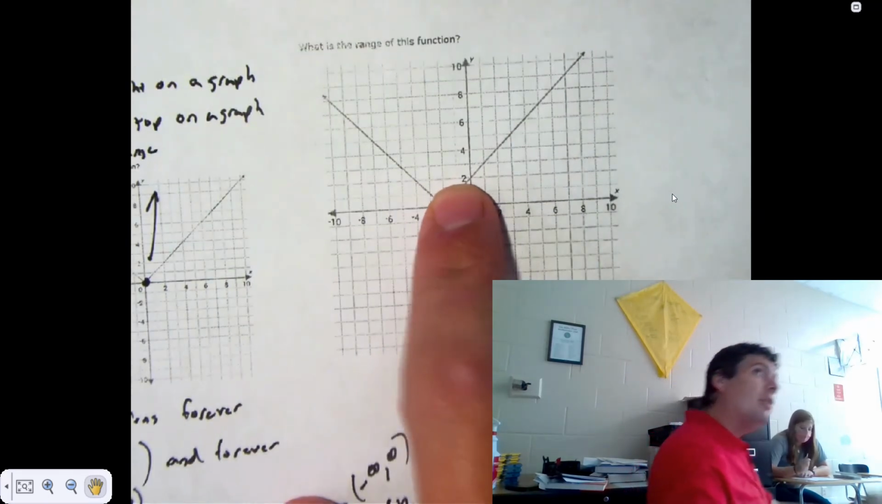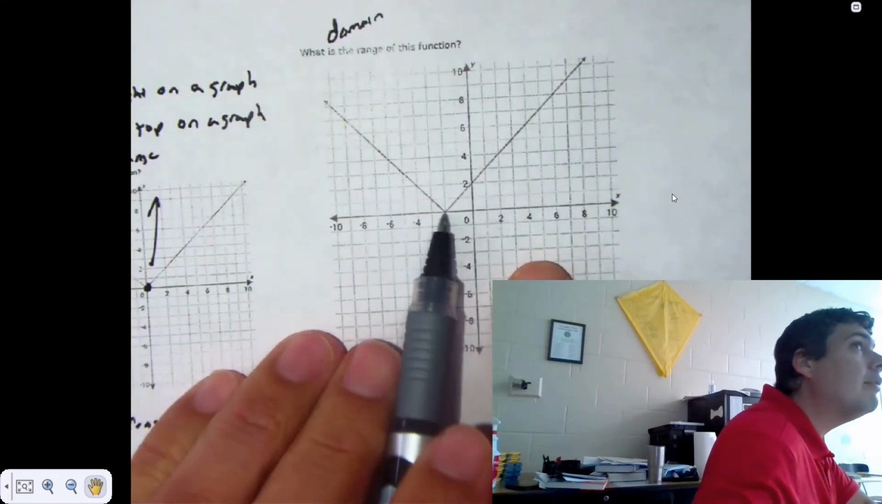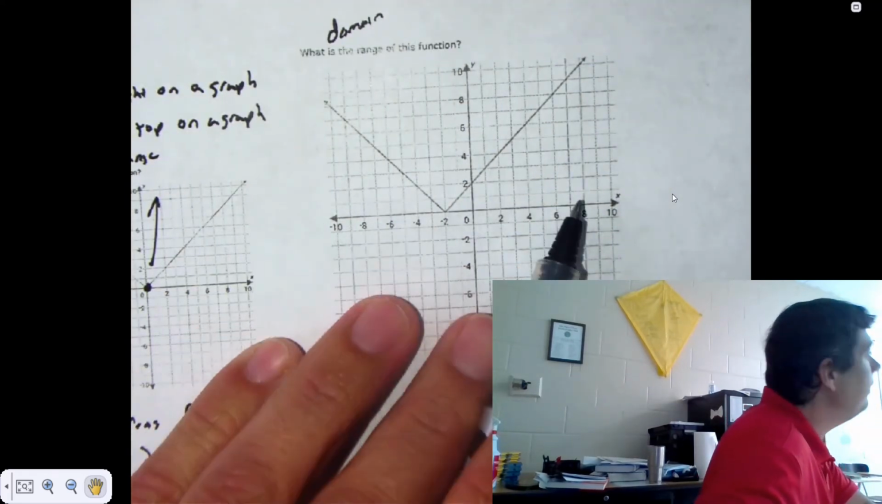We start talking about the domain and range of this one. I want domain and range. Does it run forever left? Does it run forever right? What's the domain? All real numbers.